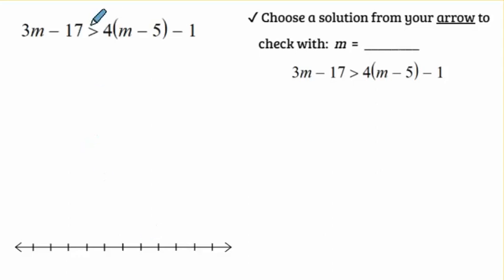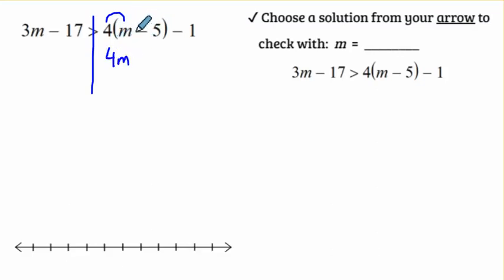For this one, we're going to draw our river. And this side over here, there's nothing we really need to do. But on the right side, we've got several things. We first of all need to use the distributive property. So 4 times m is 4m.